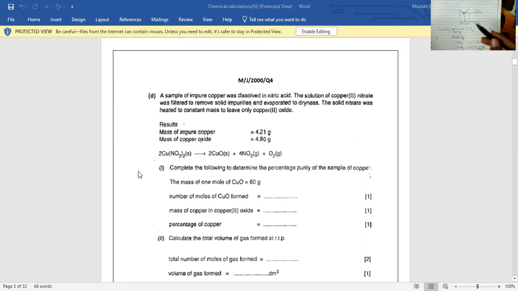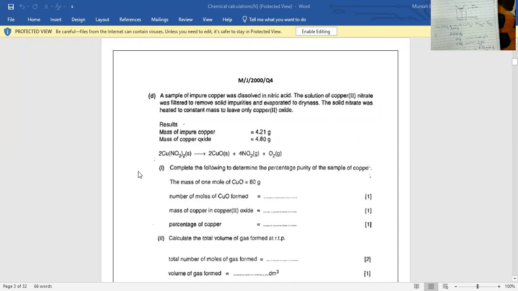Now the good thing about the questions these days of IGCSE is that they have really simplified the question. They literally hold your finger and walk you through the question to the final answer. So the first step that you have to do is to calculate the number of moles of copper oxide. And I also recommend, please keep your eyes on the question. Then mass of 1 mole of copper oxide is 80 grams. So that's the molecular mass. And they want you to calculate the number of moles of copper oxide.